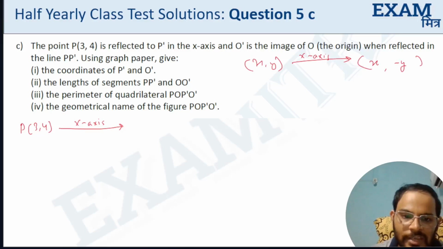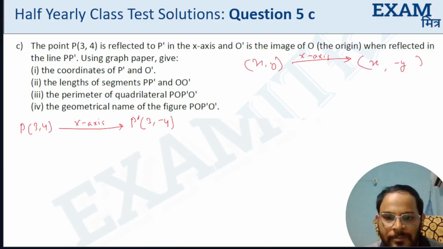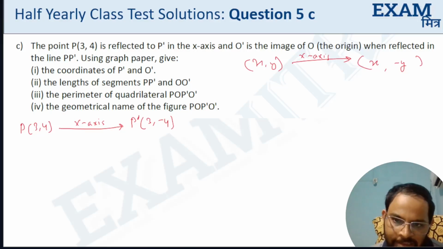Okay, that means P dash will become 3 comma minus 4. If we are reflecting a point x comma y in the x-axis, the value of x remains fixed but the value of y changes, it becomes negative. So that means P dash is 3 comma minus 4. And again, O dash is the image of O when reflected in the line P dash.